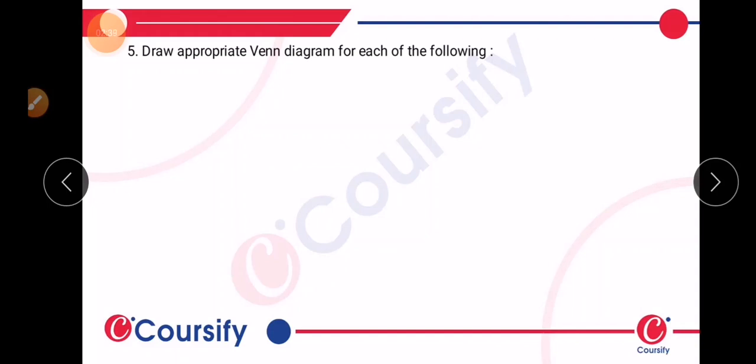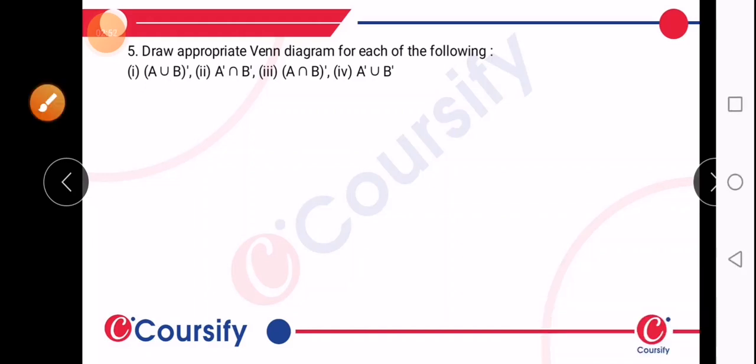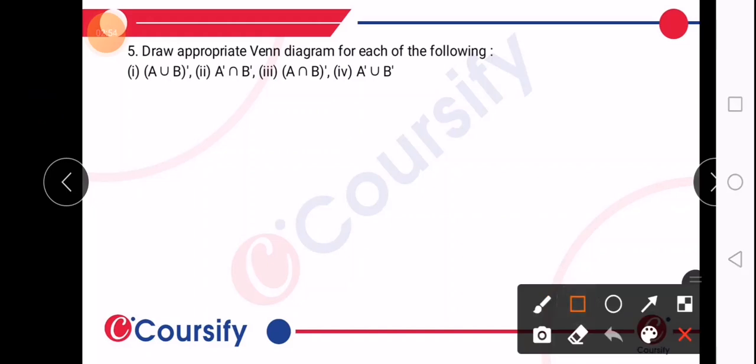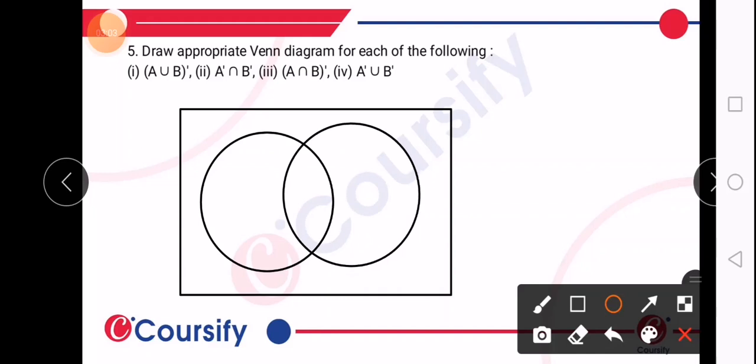Draw appropriate Venn diagram for each of the following. Let's draw appropriate diagrams for each of them. First, we have A union B complement, which means let's make a diagram. Let's first make a rectangle. Set A, and this is set B.